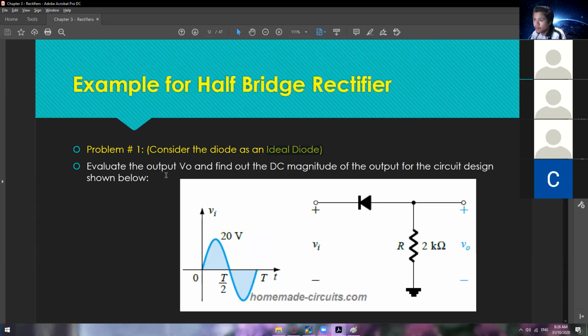Okay. So evaluate the output VO and find out the DC magnitude of the output for the circuit design shown below. So we have here a full cycle AC source. We have positive 20 volts as our V peak, and then negative 20 volts as our V peak for the negative part. So if you're going to take a look at this one, I will leave this one to you. So what is this? Will this circuit accept a positive half cycle or a negative half cycle?